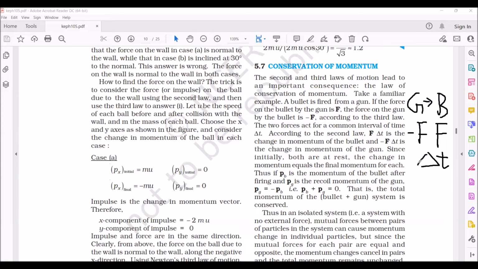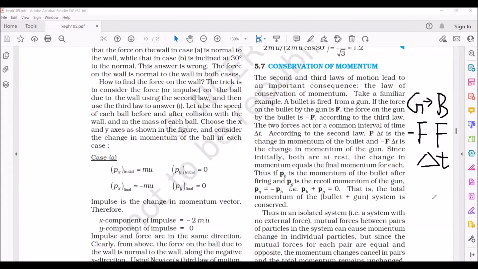Why are we taking F into delta t as the change in momentum? Because the initial momentum for these two, the gun and bullet, is 0. Initially, they are at rest. So what is the final momentum? The final momentum is F into delta t. The final momentum minus the initial momentum is the change in momentum. Since the initial momentum is 0, whatever final momentum we have now is the change in momentum.